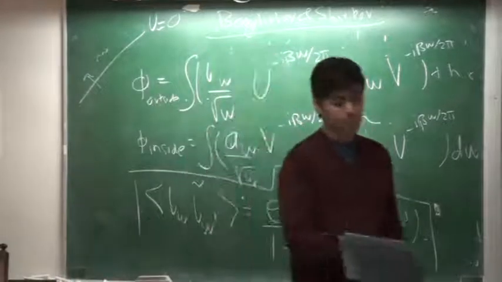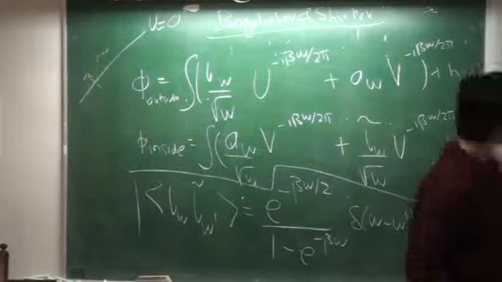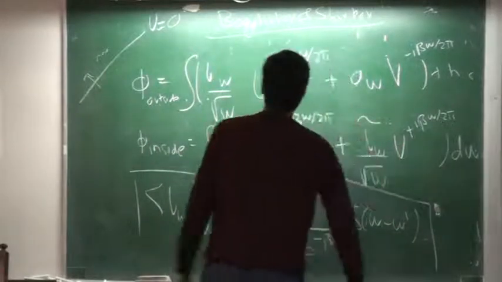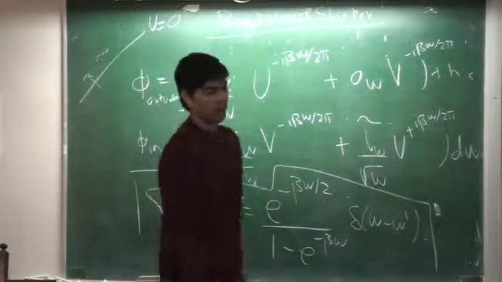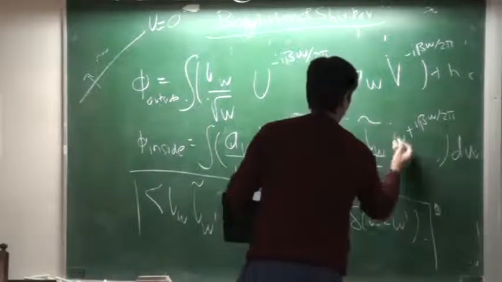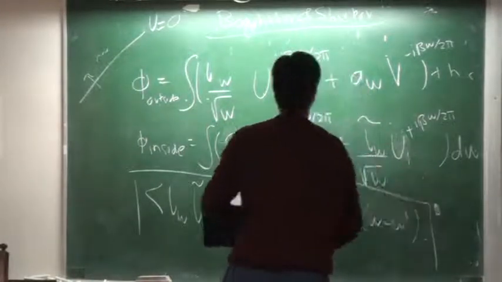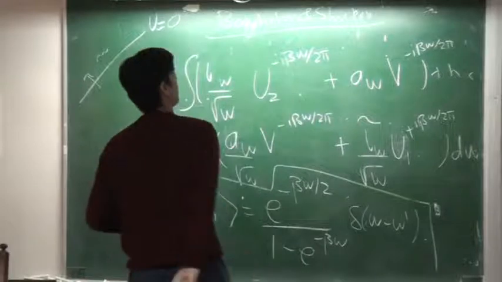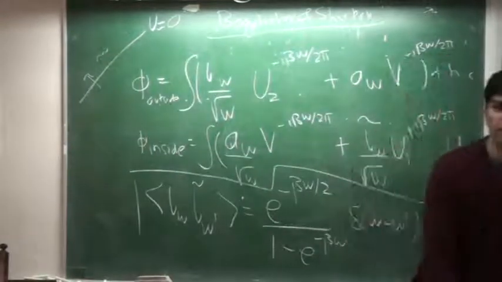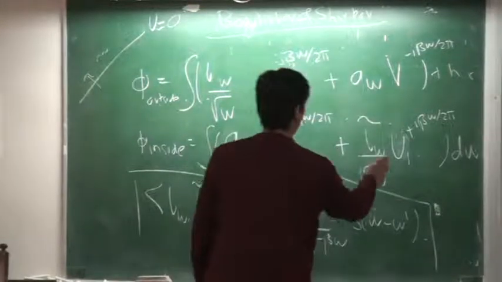Okay, so what happens as you look out? Sorry, I made a mistake of sign, a very important mistake of sign. Let me make sure I'm consistent with my conventions. This is what I call in my notes U1, and this is what I call U2. U2 is the one outside the horizon, and U1 is the one inside the horizon. This is a plus i beta.